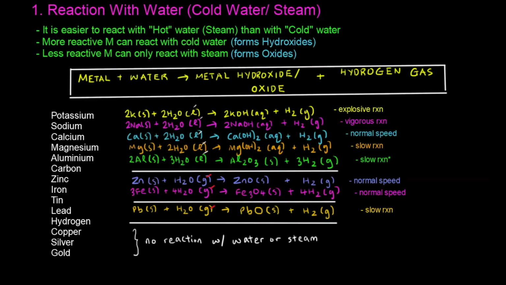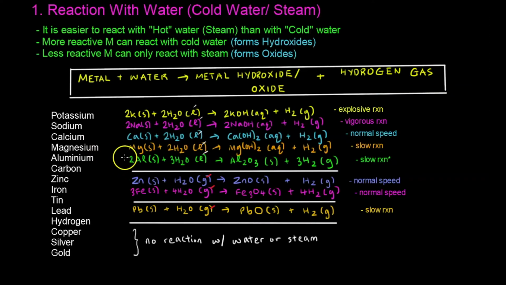So continue where we left off. Sodium has the same molar ratio as potassium, and just gives you sodium hydroxide with hydrogen gas. It's a vigorous reaction. Calcium has a different molar ratio now. Please note there's only 1 unit of calcium, but it still gives you calcium hydroxide with hydrogen. This is a normal speed, which means it's just a normal reaction, not explosive, nor too slow. Magnesium has the same molar ratio as calcium. It forms magnesium hydroxide, but it's a slow reaction now, slower than calcium.